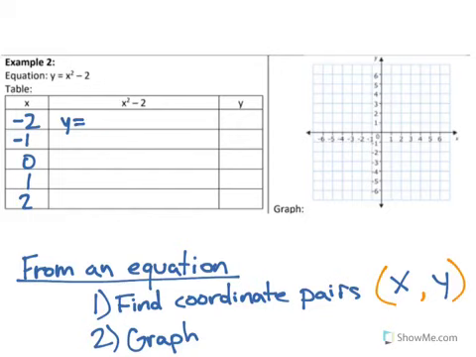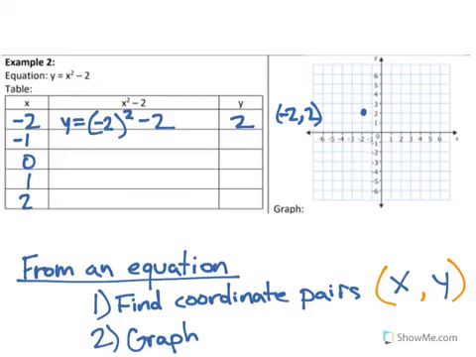Y equals, so we're going to figure out what y equals, x squared minus 2. Now our x value is -2, and we're squaring that -2. When we square something, it's like we're multiplying it by itself. So -2 times -2 is +4, minus 2 is 2. So our first coordinate is (-2, 2). We can plot that on the graph by going left 2, so -2, and up 2.